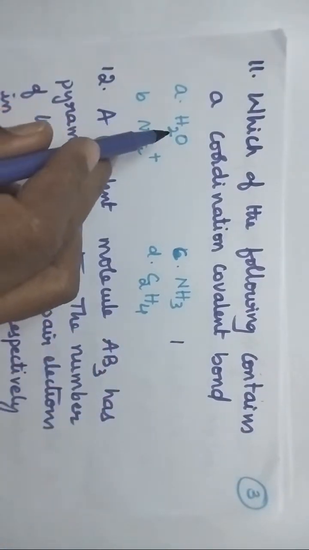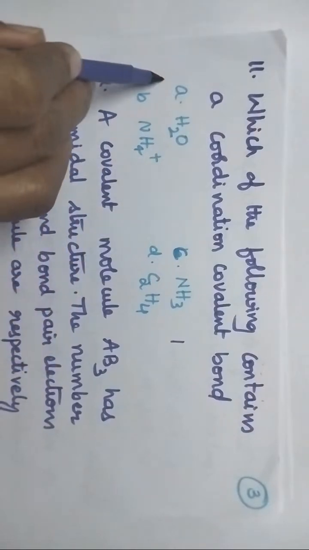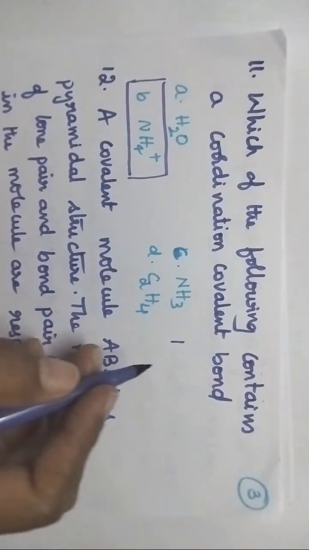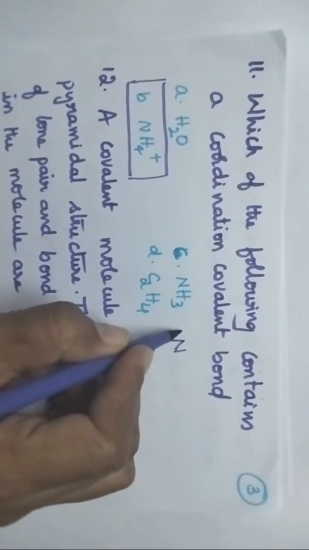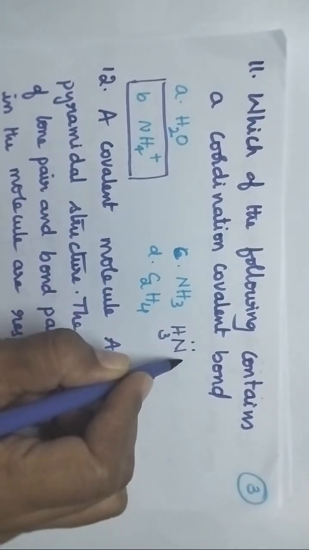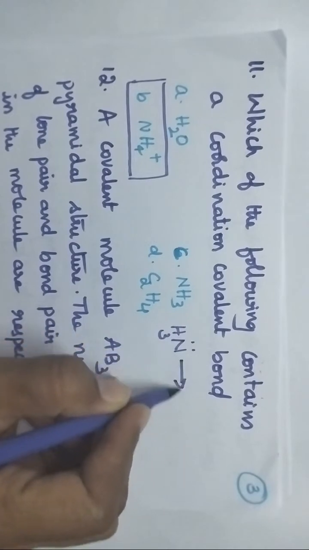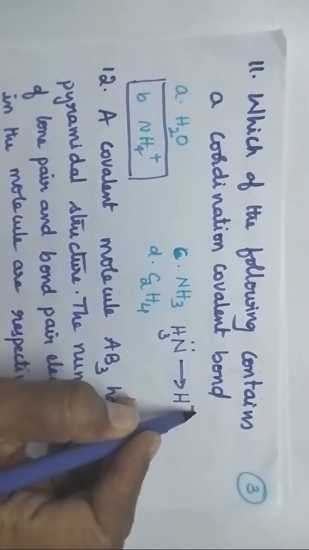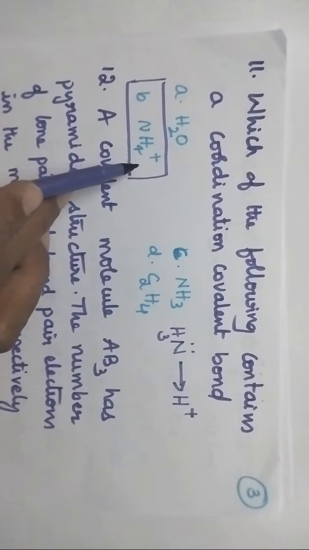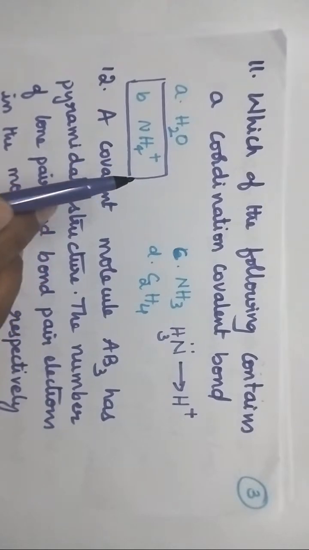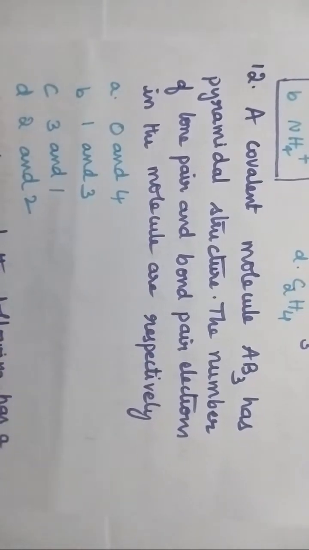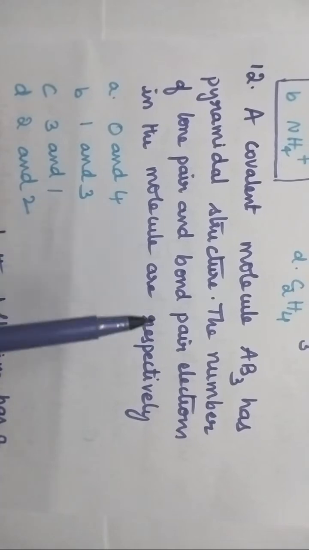Now I will explain here. When you carefully observe the given options, option B is the right answer. Ammonium ion contains a coordinate covalent bond. Why? Here ammonia consists of one lone pair of electrons and it donates it and forms a coordinate covalent bond with a proton. So a coordinate covalent bond is present in the ammonium ion. So option B is the right answer. Clear?